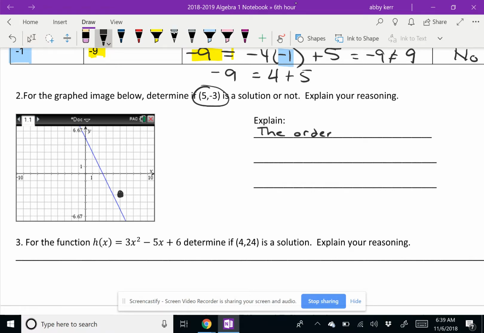Make sure your sentences are complete. And make sure if you say that it is a solution or not, you have to explain why. So the ordered pair of 5, -3 is not a solution because it's not on our given line.